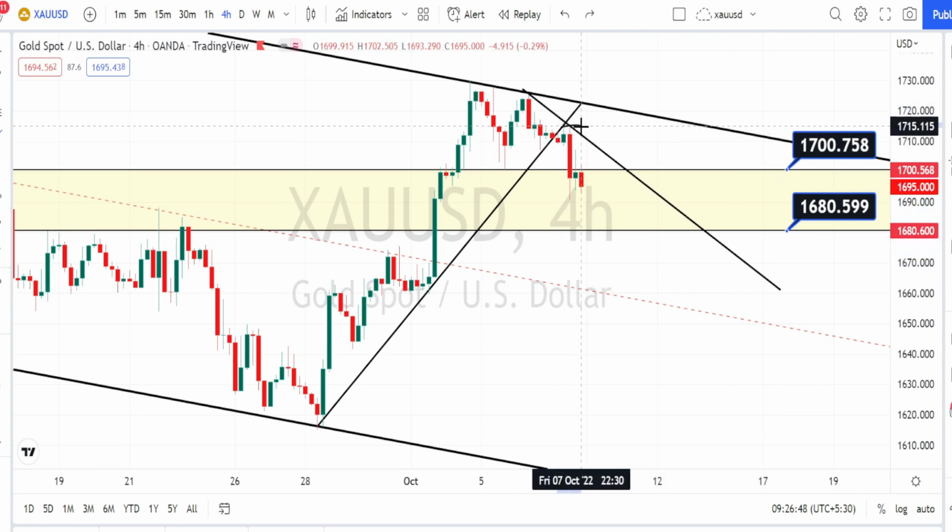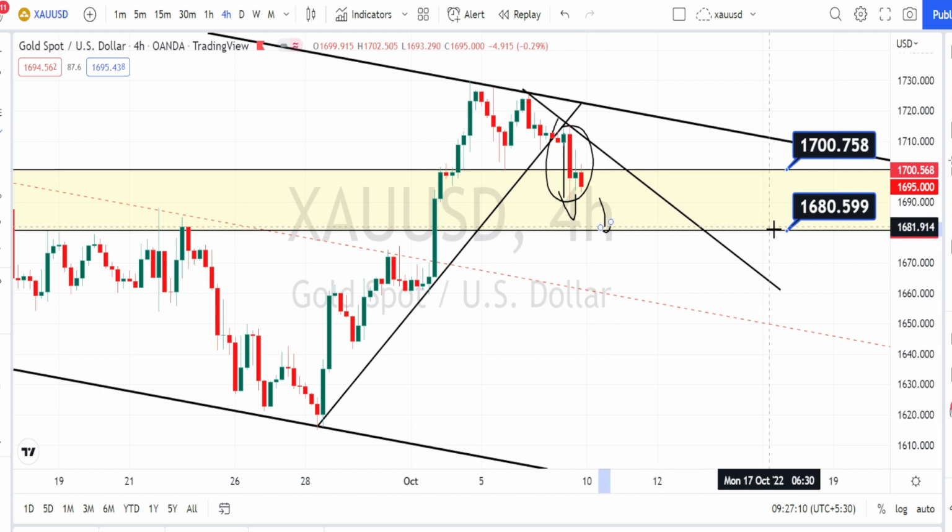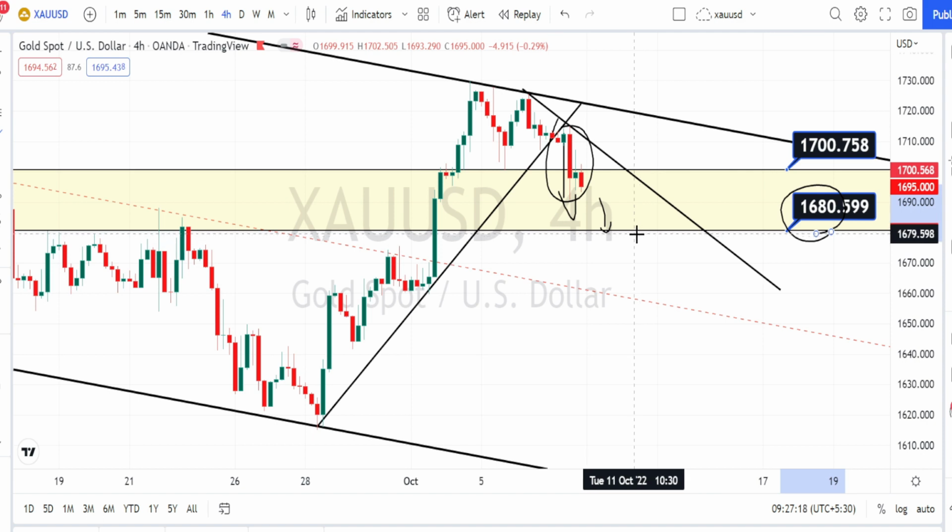Here it has breached this strong support level of 1700 with a high volume bearish candle, which is a confirmation that the bearish side trend reversal has started. So if the bearish trend continues, next level of support is going to be around 1680, which is also a very strong long-term support from the daily time frame.